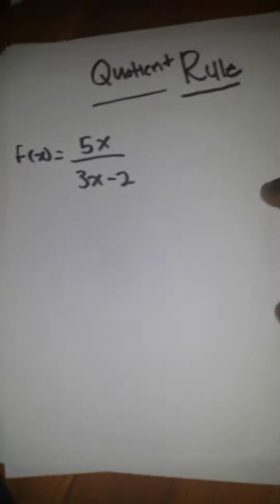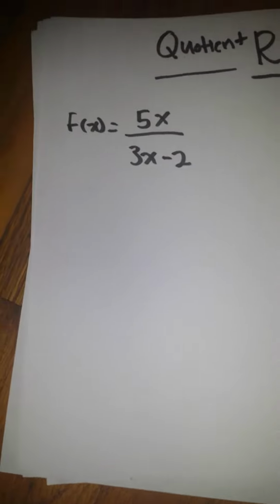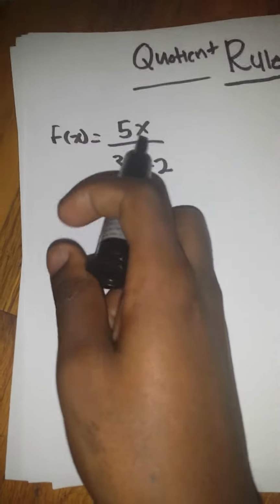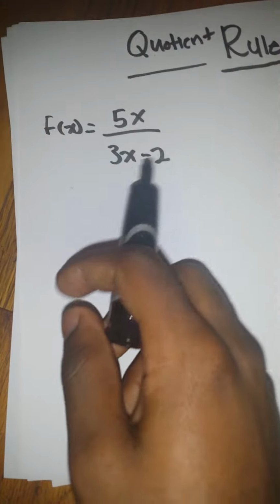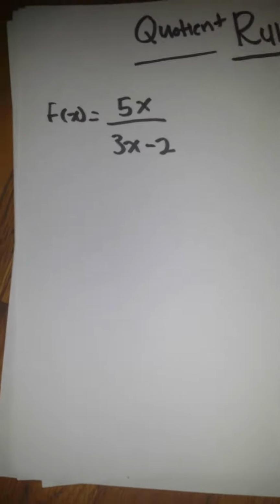Okay. So the first question that would typically arise is, how do you know when to use the quotient rule? Anytime you have two things being divided, that is essentially an indicator that you have to use the quotient rule. So in this case, the function is 5x over 3x minus 2. As you can see, two things are being divided, so we have to use the quotient rule.